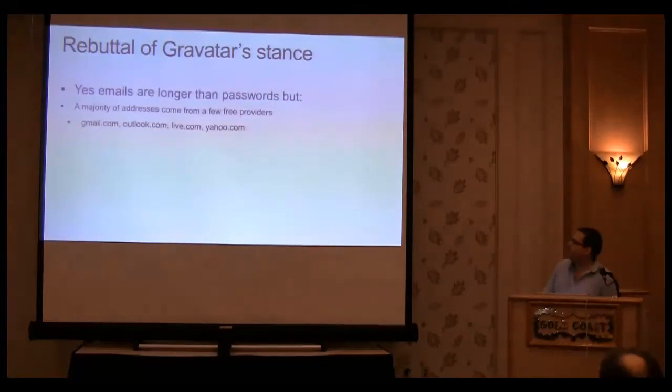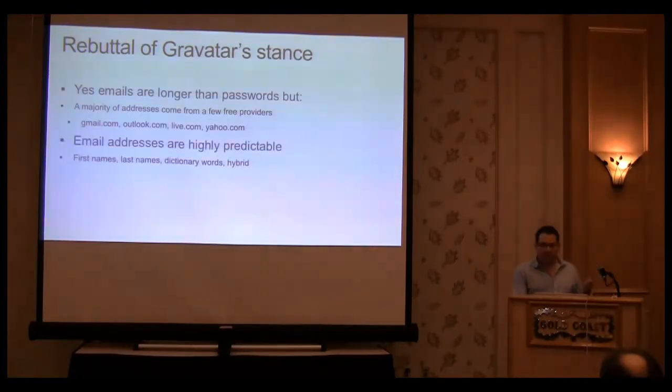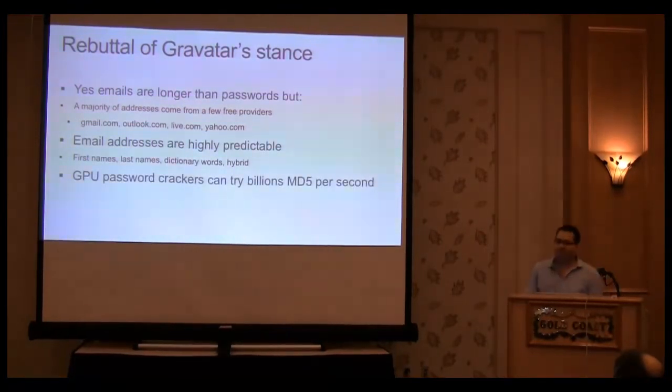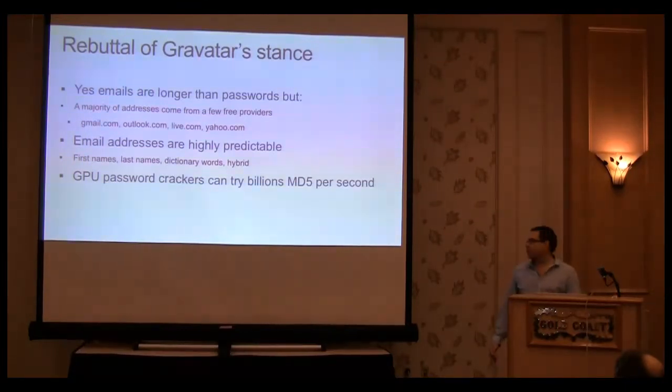But in fact, emails are longer than passwords, but the end of the email address is not very hard to guess in many cases, because most email addresses nowadays come from a few providers, like gmail.com, outlook.com, live.com, yahoo.com. And they are highly predictable. Very often it's first name, last name, dictionary words, and hybrids, like first name dot last name, or first letter of first name plus last name, stuff like that. There's not so much entropy in fact. And you don't need a monstrosity to crack them. You saw Jeremy's machines and also Rick's machines. Nowadays everybody has a password cracker with GPUs in his bedroom.